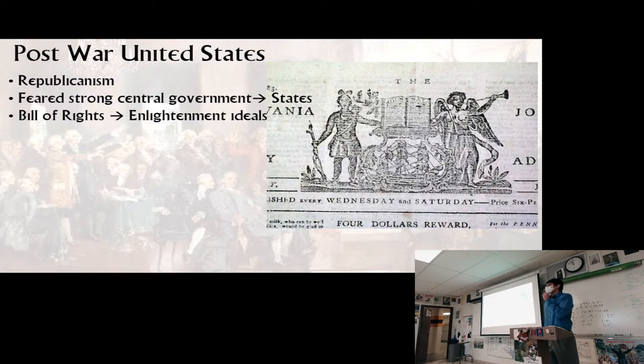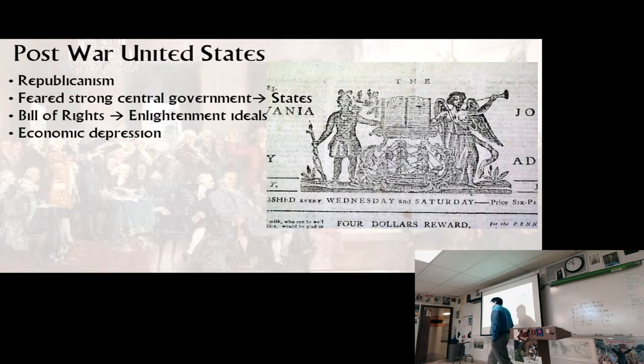Next, all of them, or most of them, had some idea of a Bill of Rights, these enlightened ideals of rights. But sure, they might have been part of the Enlightenment, but they came from real world issues that happened in the years before the Revolution. But there was also a horrific economic depression. And we'll get back to this, because this is going to directly lead to the Constitution. So this economic depression.